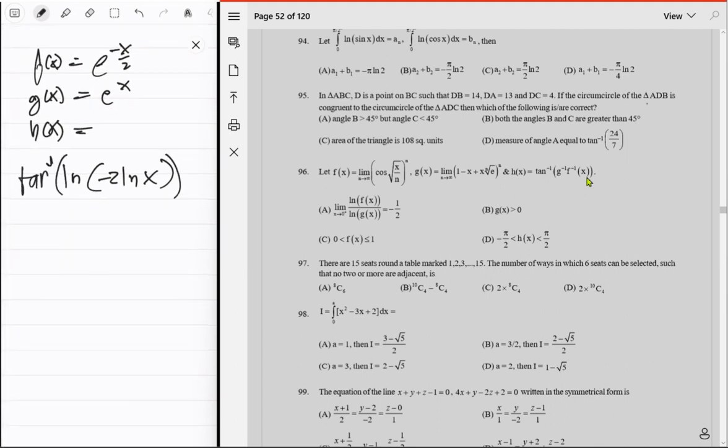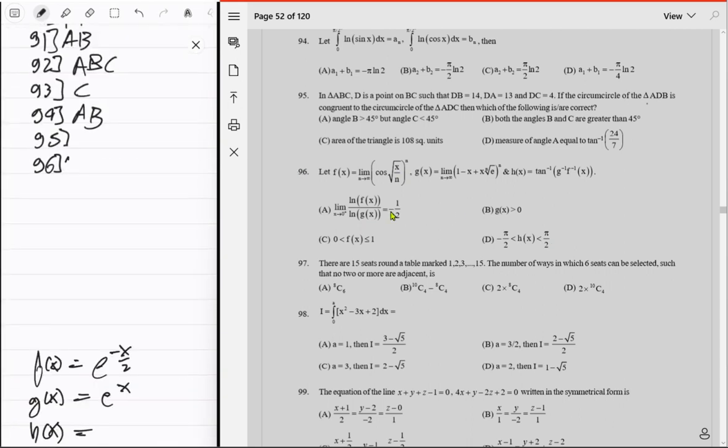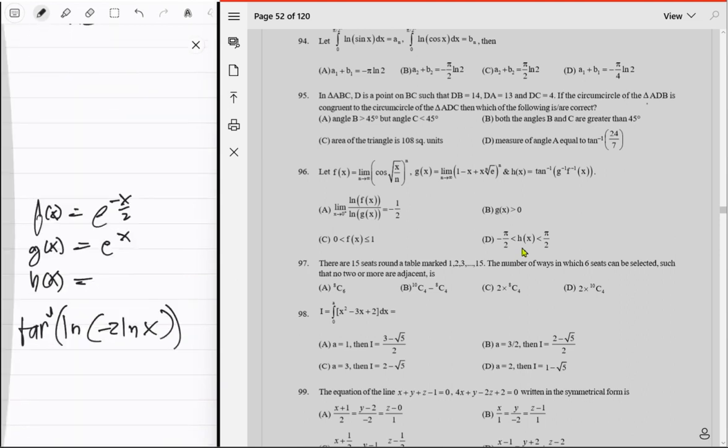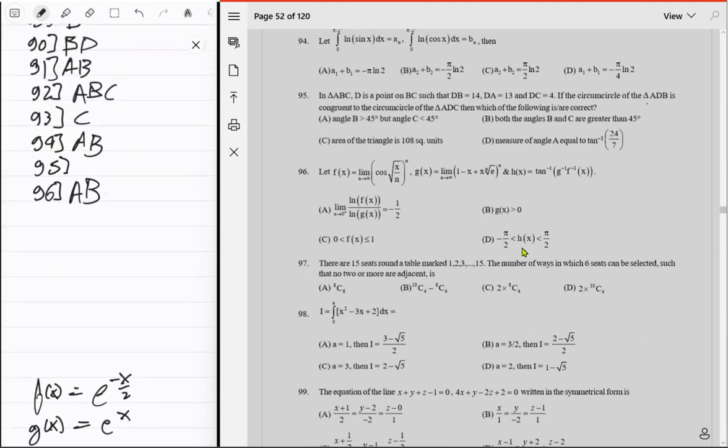Okay, तो क्या करना क्या अपने को? Limit x tends to 0 plus of natural log of this guy, just negative x upon 2 upon ये चीज, just x is just negative 1 upon 2. So A is correct. और क्या है? g of x is bigger than 0. Yes, that's correct. f of x is between 0 and 1. Not always, because yeah. h of x is between negative pi upon 2 and pi upon 2. Yeah, because tan inverse की range ही वो है. So just D is correct.